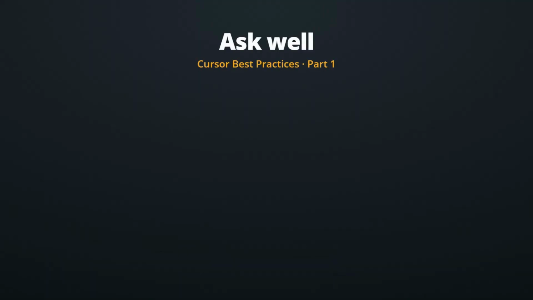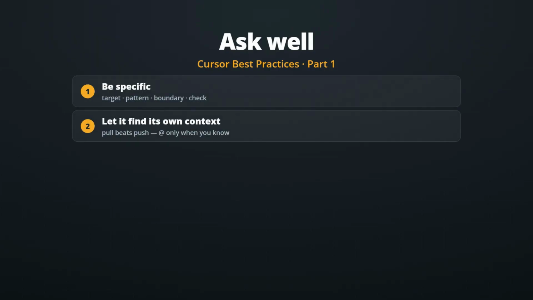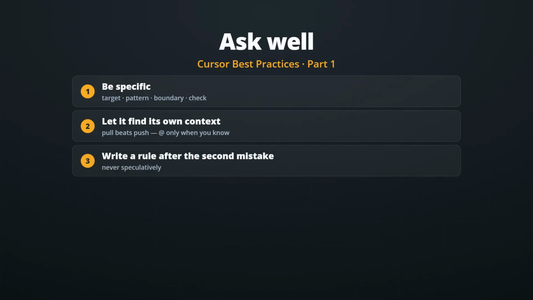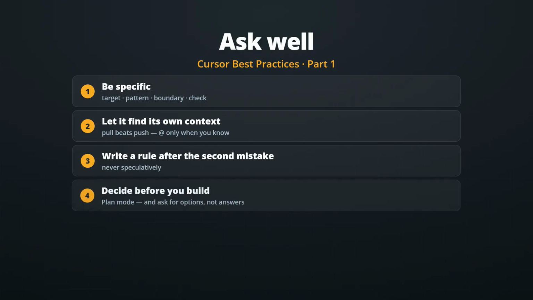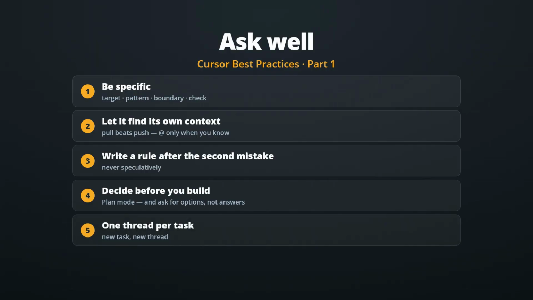So, 5 things to take with you. Be specific: target, pattern, boundary, check. Let the agent find its own context instead of pushing yours. Write a rule only after the second mistake. Decide before you build, and ask for options rather than answers. And keep 1 thread per task. None of that is about which model you picked. All of it is about how you asked.